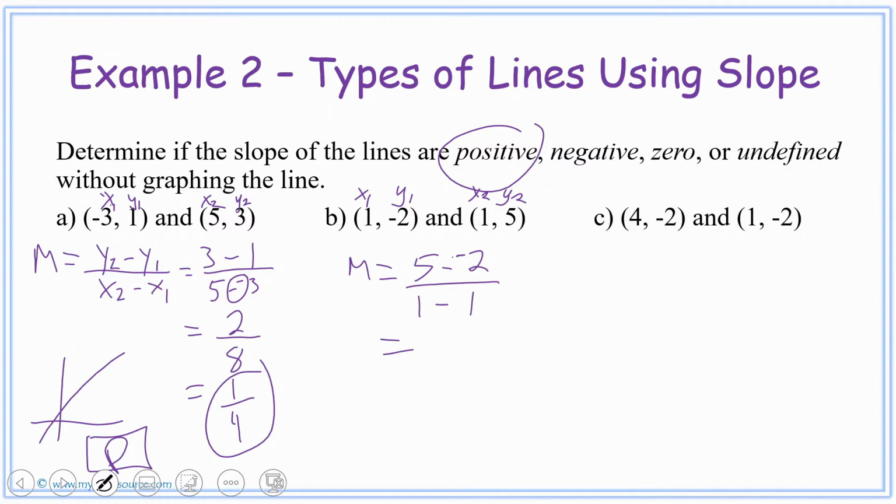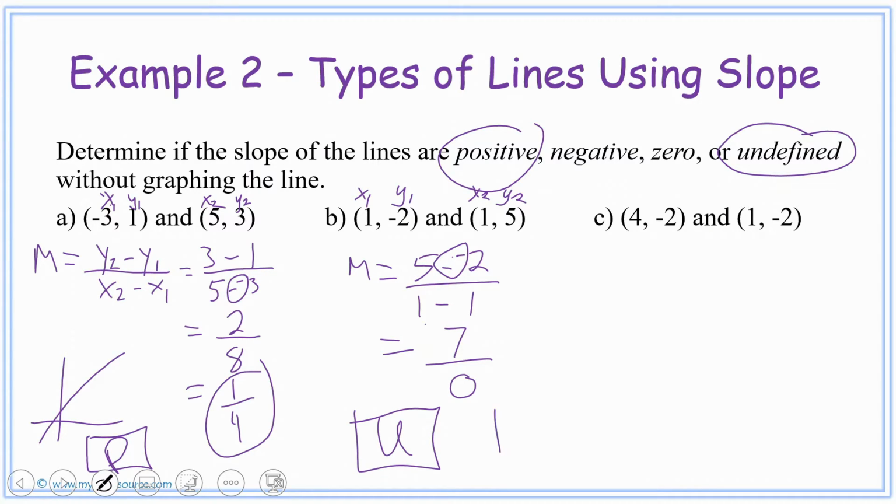Whereas this one, we have 5 plus 2, sorry, 5 plus 2 is 7. But 1 subtract 1, well, that's going to give us 0. And 7 over 0, well, that's going to be undefined. You cannot divide 7 by 0. And so this one is undefined. I'm just going to put a capital U there. So undefined, this would be a vertical line. If you were to graph it, our line would be vertical, whereas this one is diagonal, right? So a vertical line is an undefined slope. It means you have 0 in the denominator.